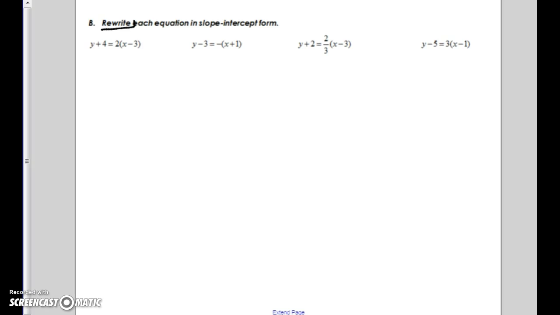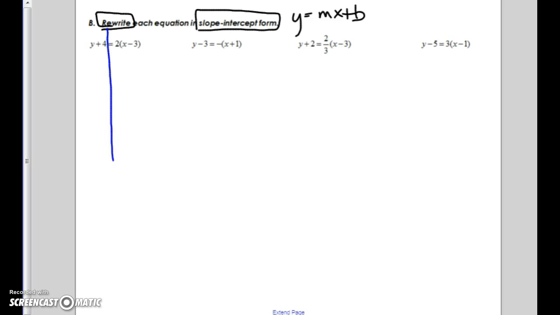Now they want you to rewrite each one to be slope intercept form. What is slope intercept form again? Good. All they're really saying is get the y by itself. So here I could distribute: 2 times x would give me 2x, and 2 times negative 3 gives me a negative 6. That's equal to y plus 4. If I want to get the y by itself, I would subtract the 4. Do I subtract it from the 2x? No. From the 6. So y is equal to 2x minus 10.